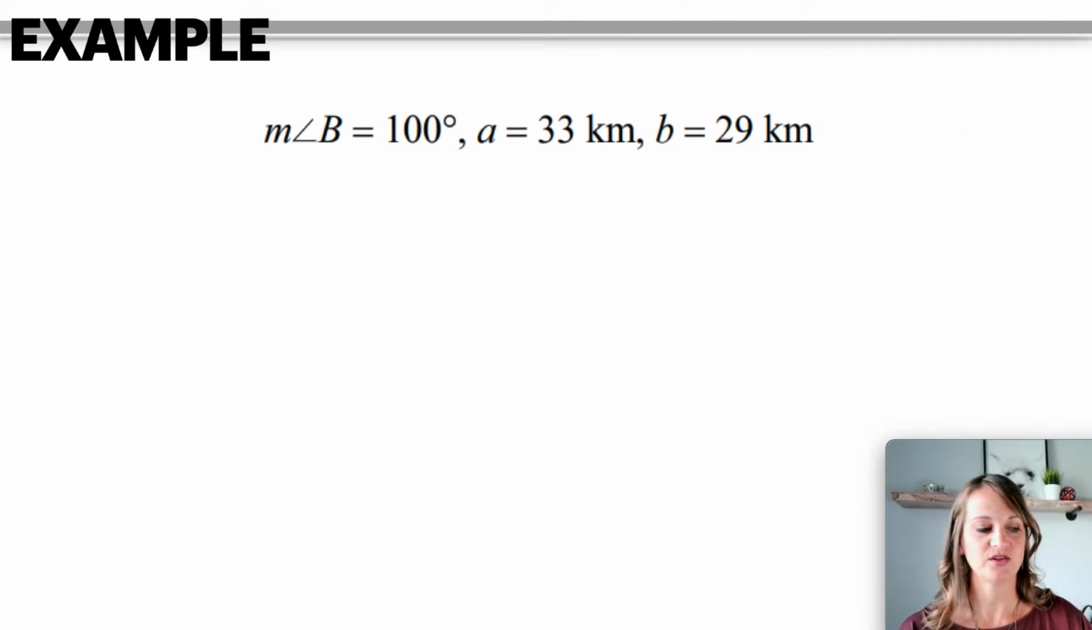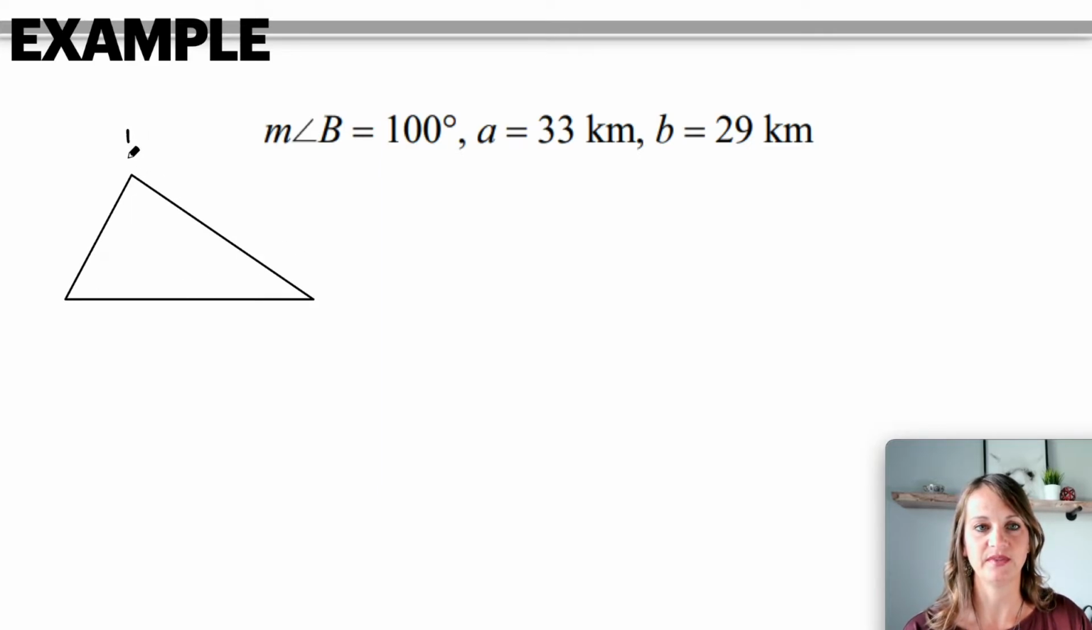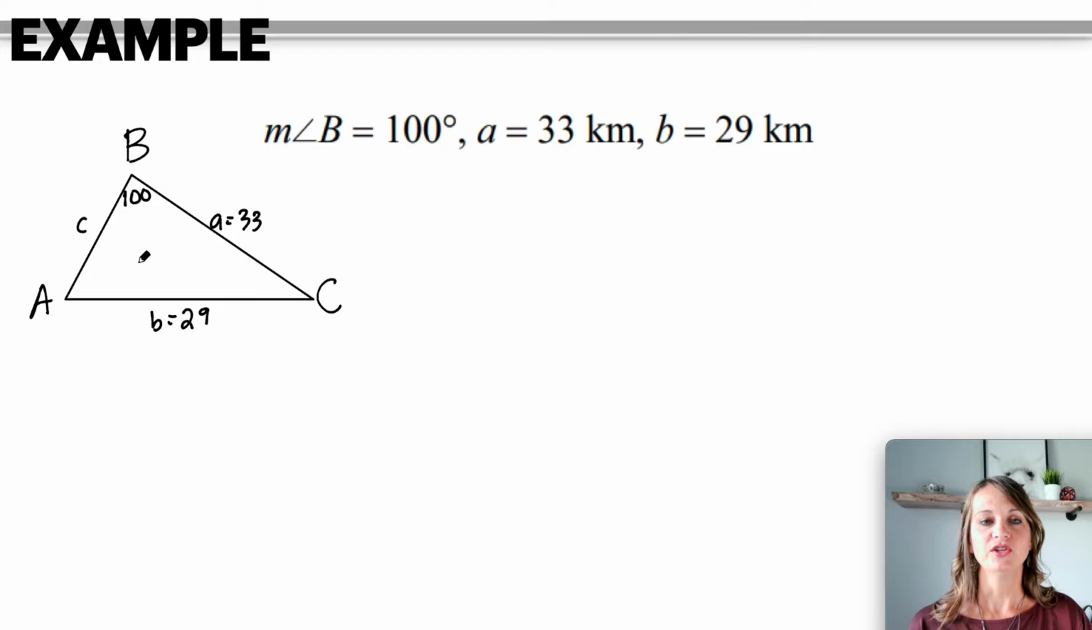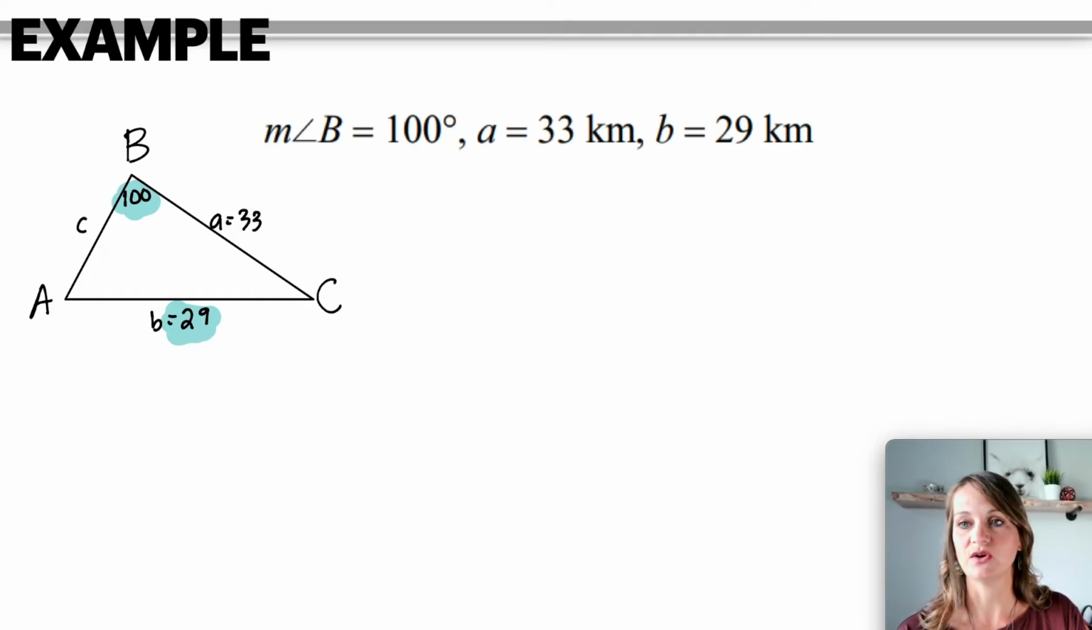In this case, something interesting is going to happen. So if we were to draw out this triangle, let's say that's B, which would be 100, and we know little b is going to be opposite of that of 29. And let's just say that's A and that's C, and we know little a is 33. So the first thing we're going to have to find is angle A, because we know little a and we have a proportion.